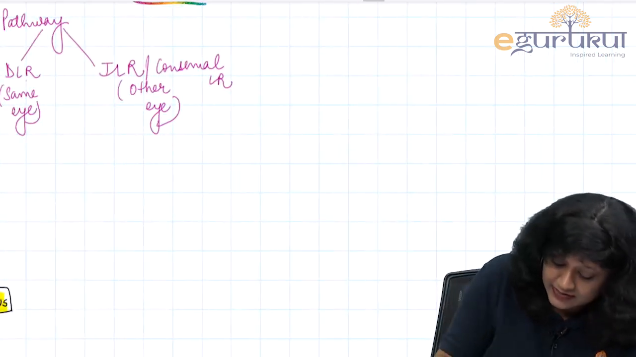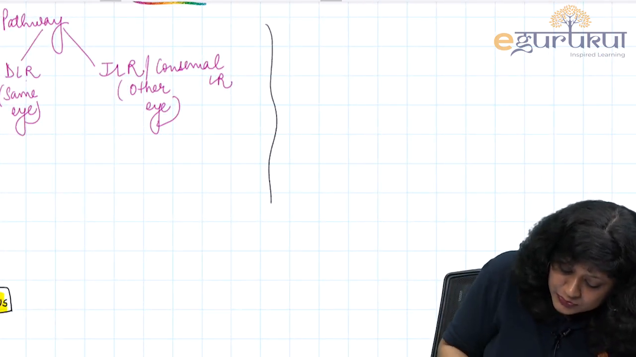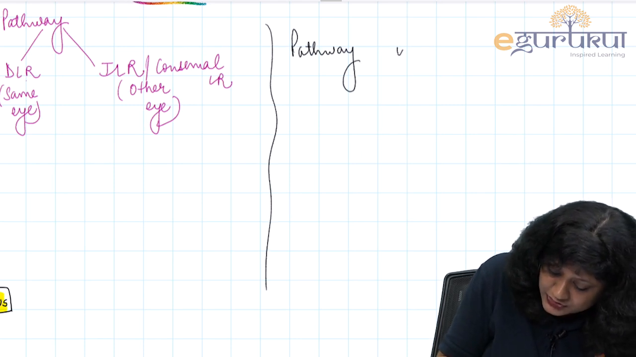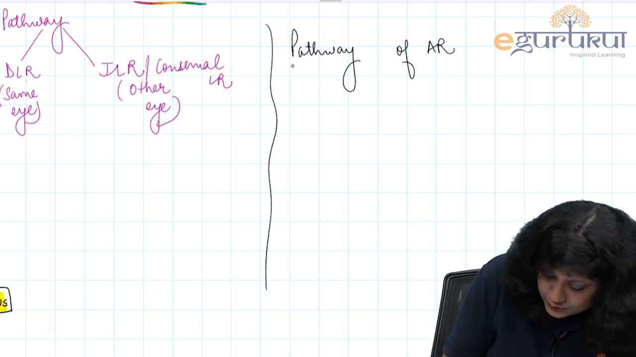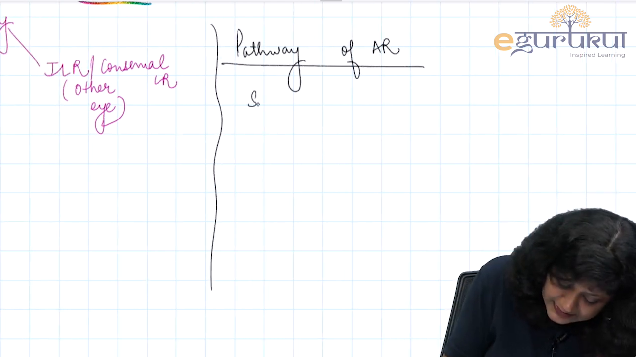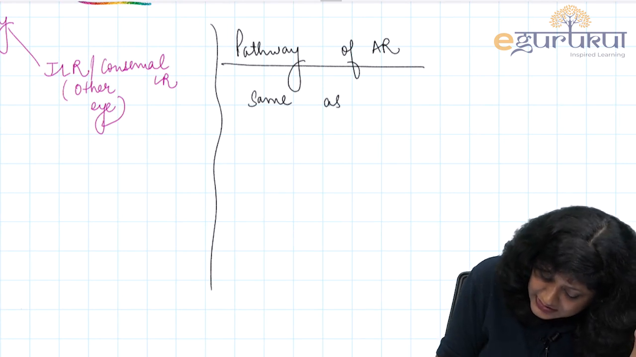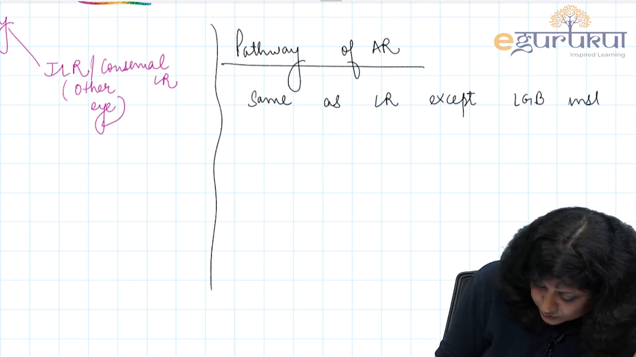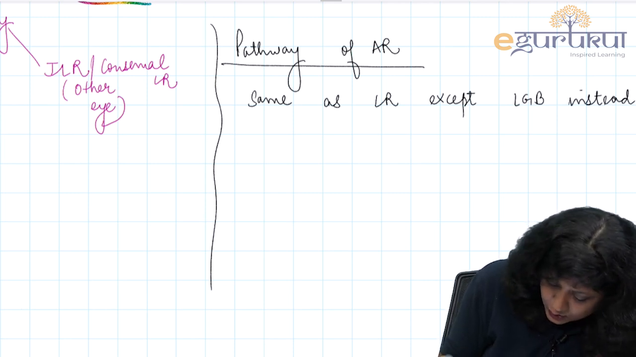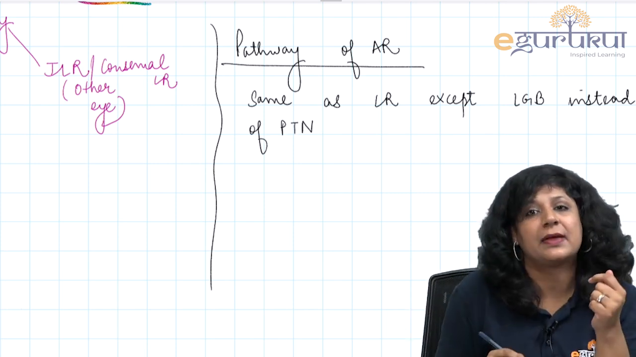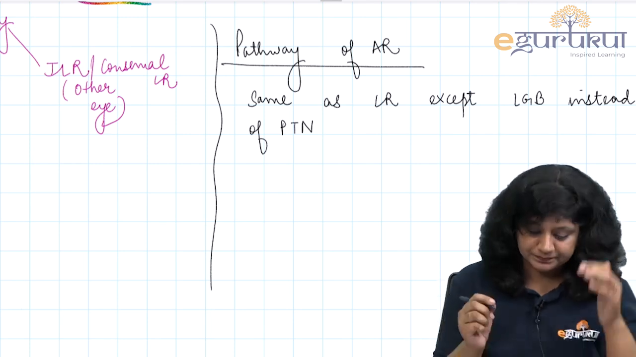On the other hand, if you see the pathway of the accommodation reflex, then it is the same as the light reflex, except the lateral geniculate body comes instead of the pretectal nucleus, and the rest becomes the same.